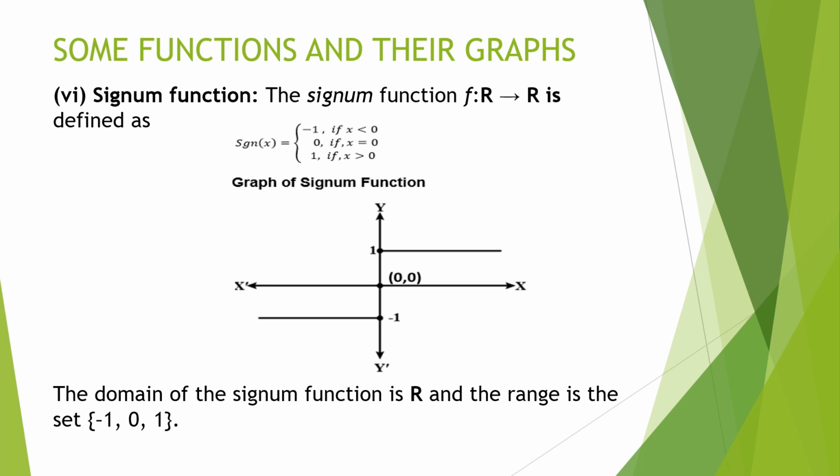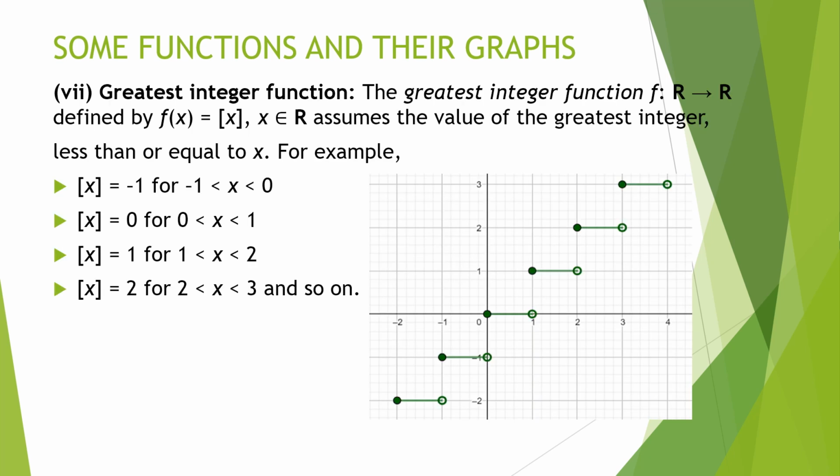The domain of the signum function is obviously R, and the range will be just the 3 points minus 1, 0 and 1. Next important function is the greatest integer function. The greatest integer function f from R to R is defined by f(x) = [x], x belongs to R, assumes the value of the greatest integer less than or equal to x.